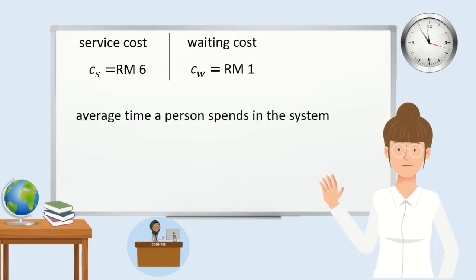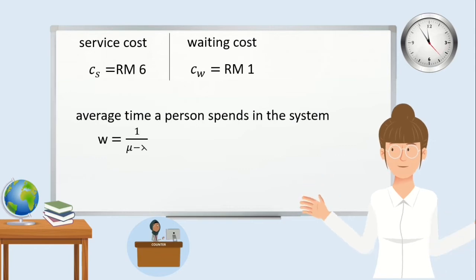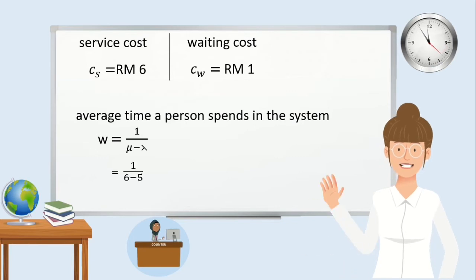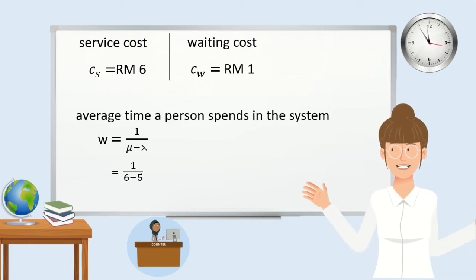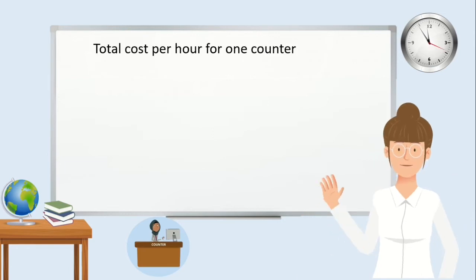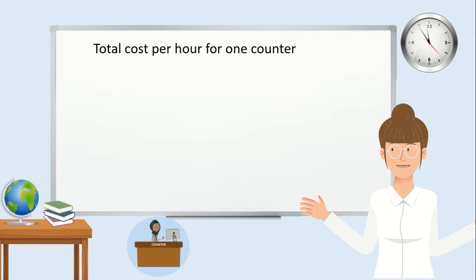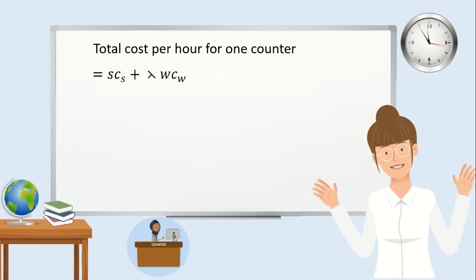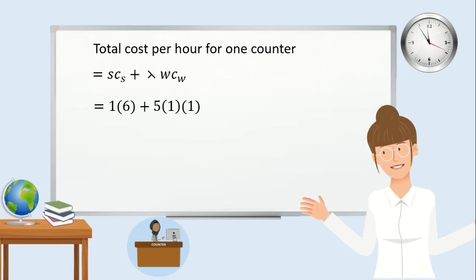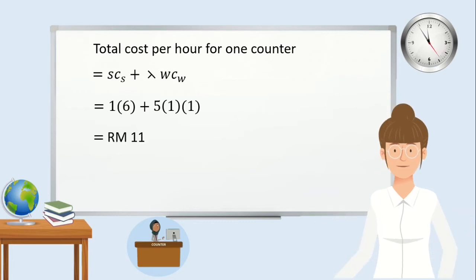Next, we will find the value of average time a person spends in the system. Given the formula W equal to 1 over mu minus lambda, and we substitute the value and we get the answer is equal to 1 hour. Next, we will calculate the total cost per hour for one counter, given the formula S multiplied with service cost plus lambda multiplied with W and waiting cost. Then we substitute the value given and we got the answer is equal to 11 ringgit.